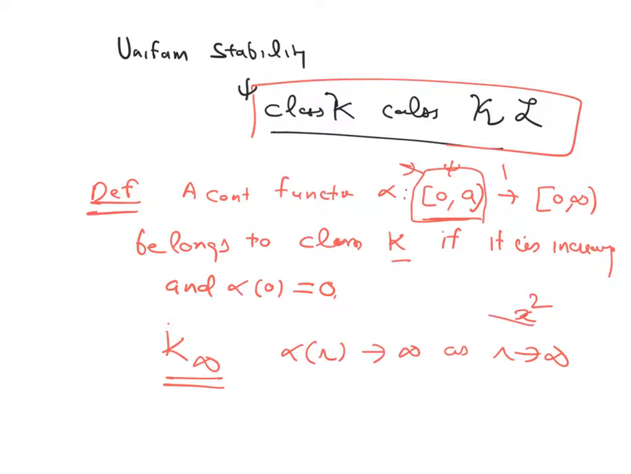So basically, x square is a K infinity function, class K infinity. Just to differentiate between that category, whether we can say if a system is globally uniformly asymptotically stable or not. Okay. So we will take examples. Don't worry about it.